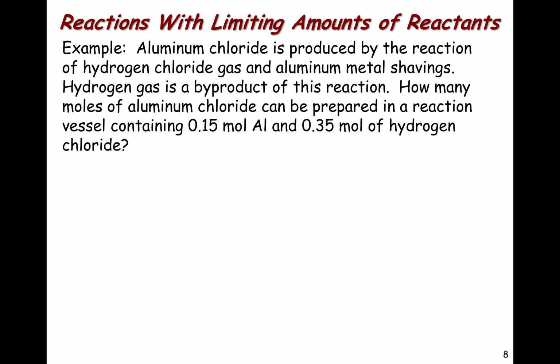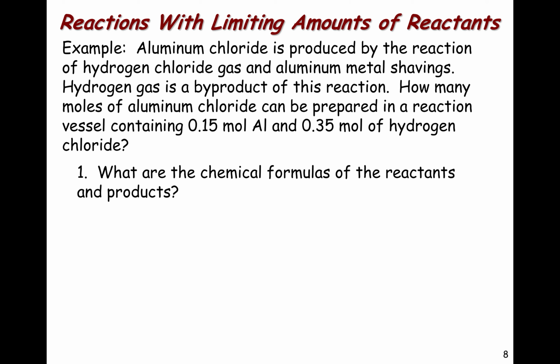As another example of a limiting reagent type problem, we have an example here of aluminum chloride is produced by the reaction of hydrogen chloride gas and aluminum metal, and that hydrogen is a byproduct of this reaction. So how many moles of aluminum chloride can be prepared in a reaction vessel containing 0.15 moles of aluminum and 0.35 moles of hydrogen chloride?